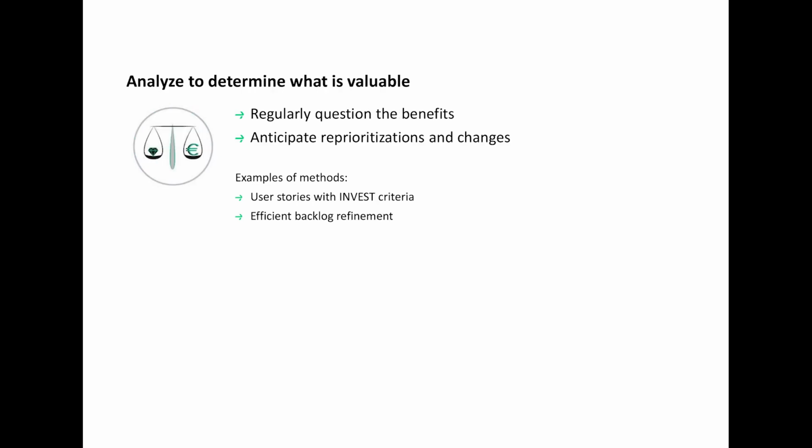Analyze to determine what is valuable. As needs can evolve or change over time, it is important to question whether the requirements still deliver the same value as when they were originally gathered. Reprioritization and change requests should be actively considered before implementation. Recommended techniques include creating valuable user stories, among others, by adhering to the INVEST criteria, as well as regular, efficient backlog refinements. We explain both in our own videos.